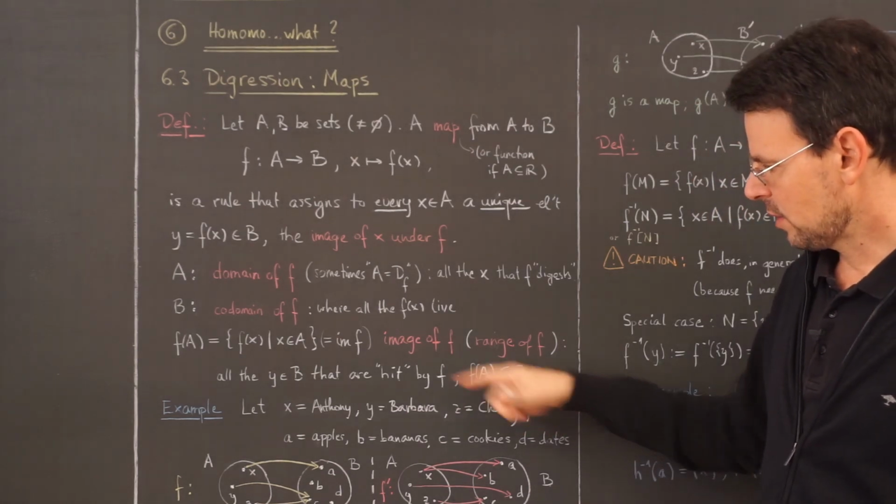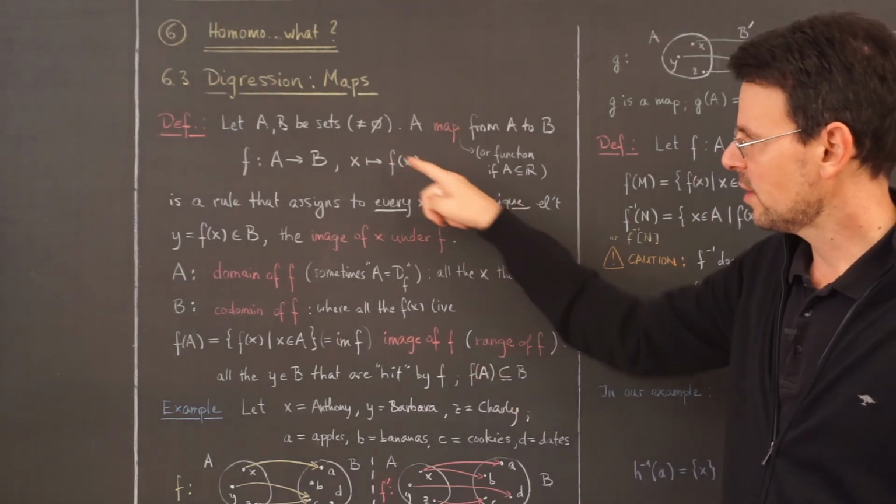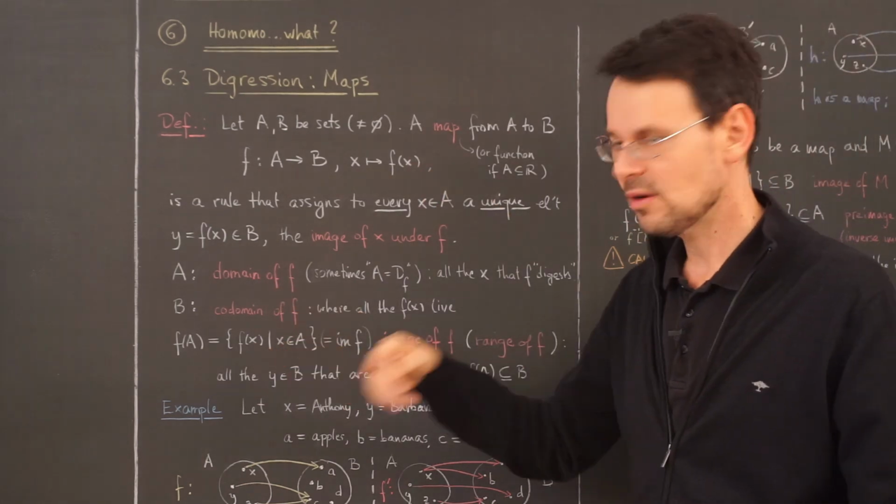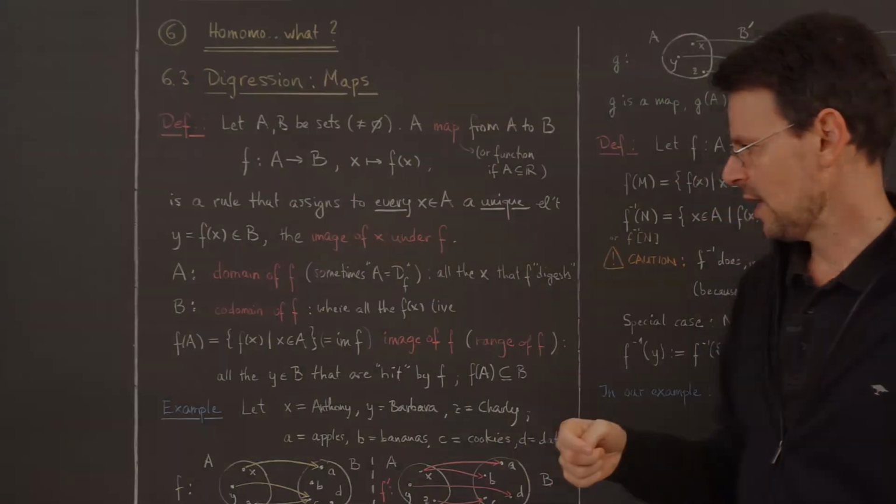And very important, as I said before, f of A is not an element of B, but a subset of B, because it consists of all the images f of x.